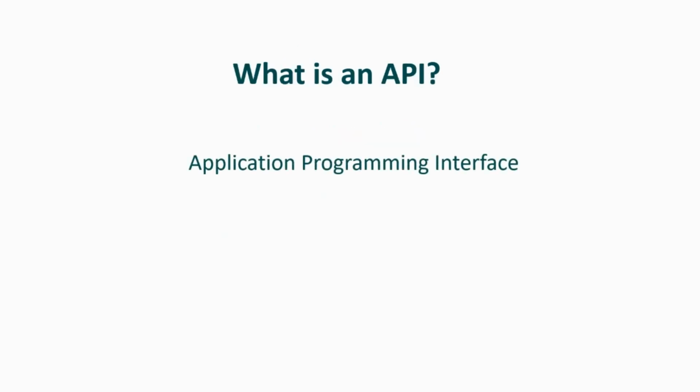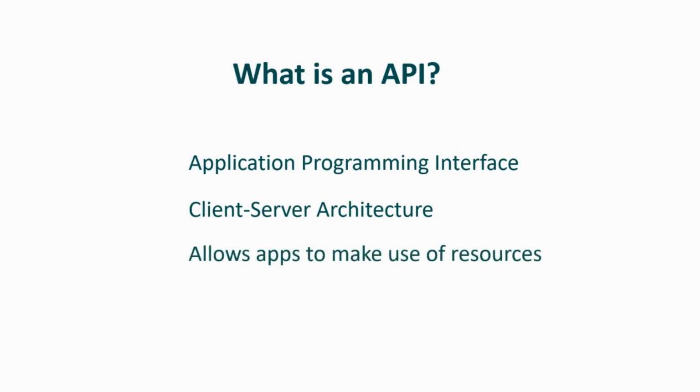API stands for Application Programming Interface. API architecture is a client-server architecture in which the application sending the request is called the client and the application sending the response is called the server. In other words, an API allows two different applications to talk with each other, and it also allows the user to make use of resources running on a different server.